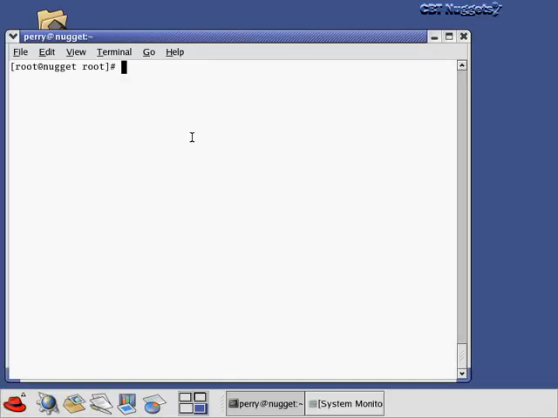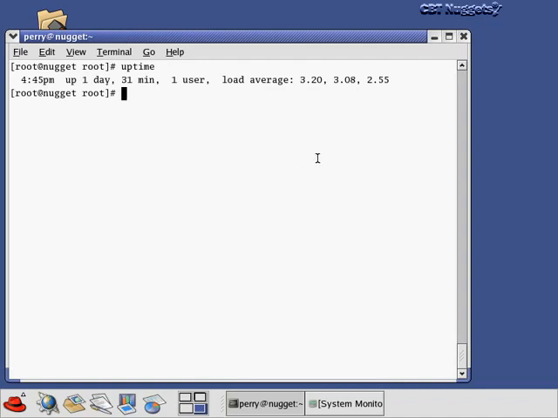Let's start with the most basic system performance monitoring tool that's out there, and that's the uptime command. If I run uptime, I see a few things. One is how long the system has been up since the last reboot, but what I'm really looking at is the load average field on the right. You can see the load average has three numbers: 3.20, 3.08, and 2.55.